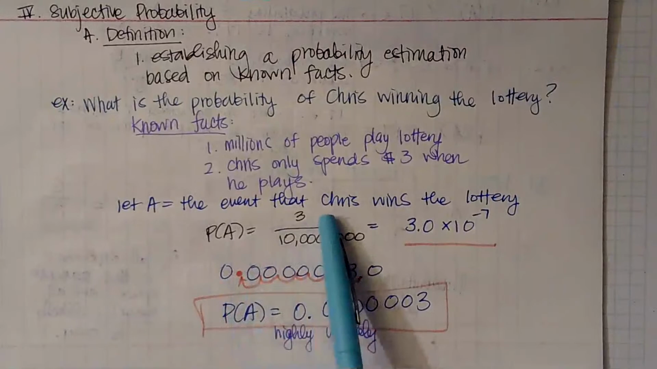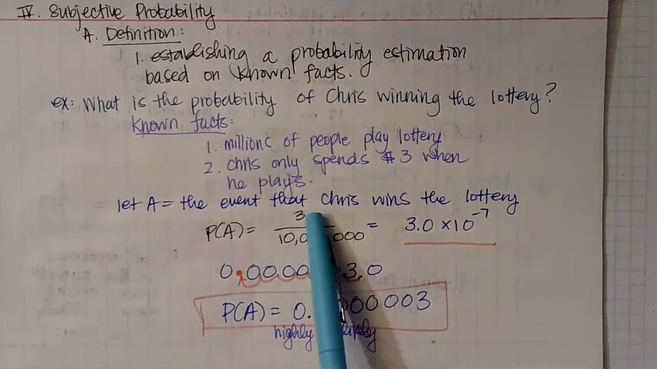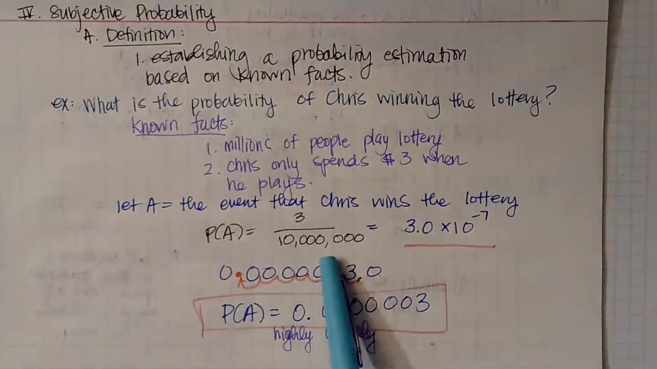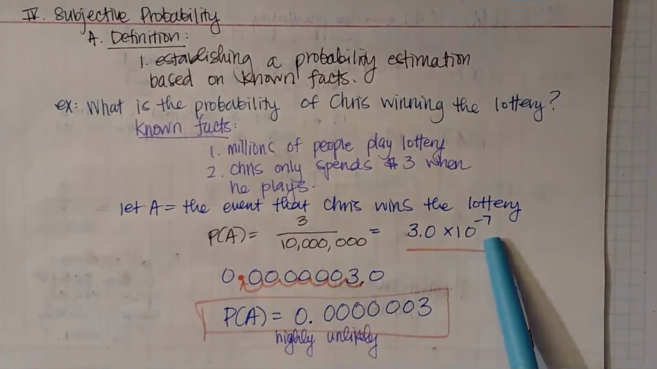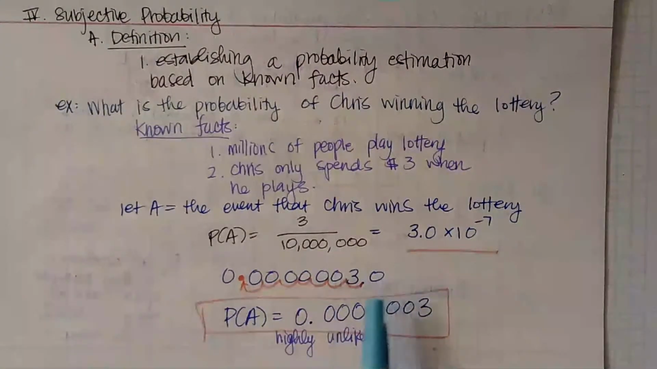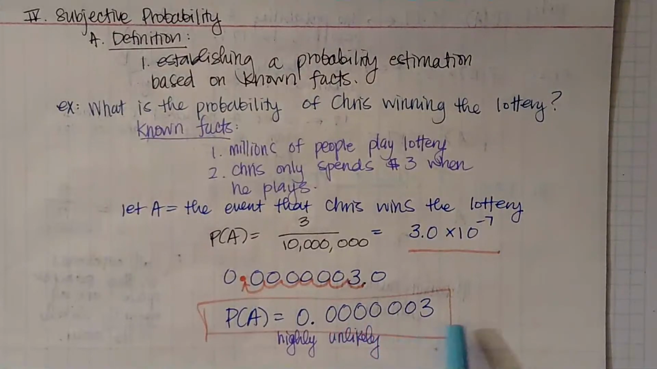So again, I'm setting it up. Event A, which is Chris winning playing the lottery, is 3 over 10 million, the amount of people playing the lottery, including Chris. That translates to this on the calculator, which is scientific notation, which really means I take 3.0 and then I move the decimal 7 times to the left. So the probability of Chris winning the lottery is 0.000003. That number is very close to 0, which means he's highly unlikely to win that lottery.